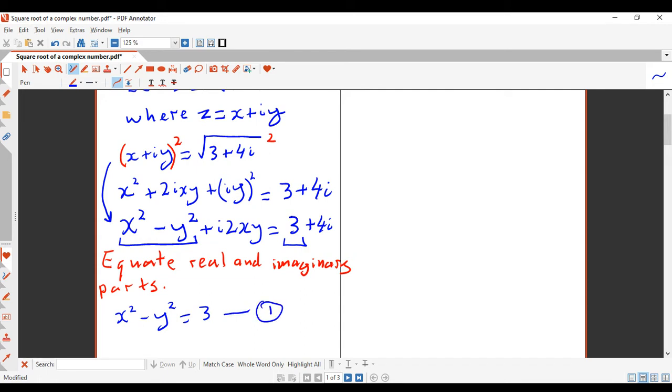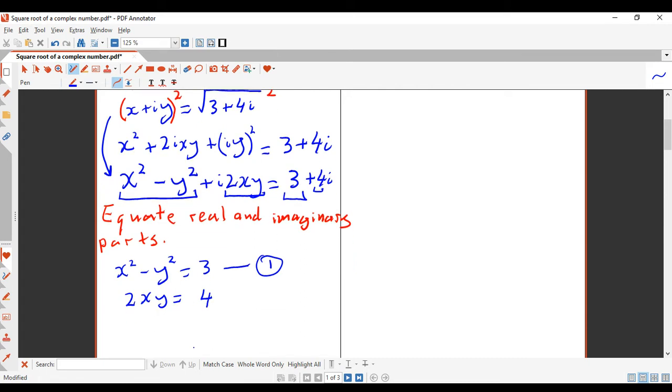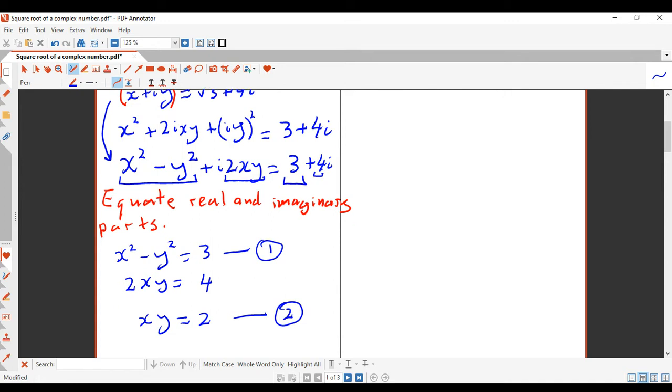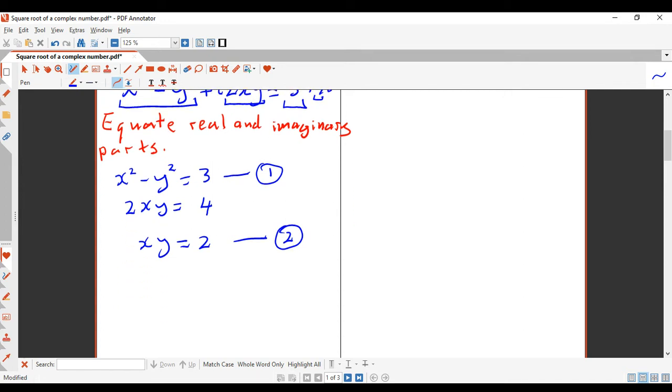And then if you look at the imaginary part, we can say 2xy must be equal to 4. Now, I'm not going to call that equation 2 just yet, because I can do a nice little simplification here. If I divide both sides by 2, I'll get xy equals 2, and I'll call that equation 2. Okay. Now, two simultaneous equations, and we're going to solve those through substitution.